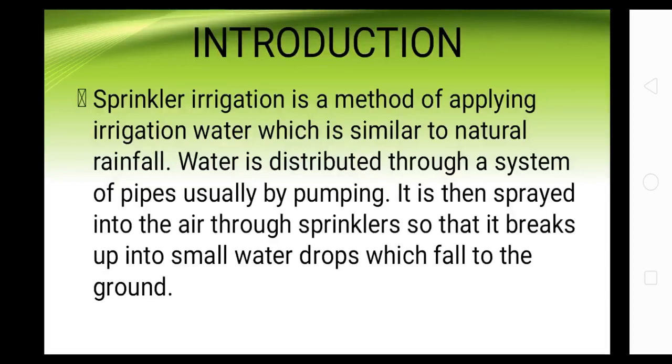Introduction. Sprinkler irrigation is a method of applying irrigation water which is similar to natural rainfall. Water is distributed through a system of pipes, usually by pumping. It is then sprayed into the air through sprinklers so that it breaks up into small water drops which fall to the ground.